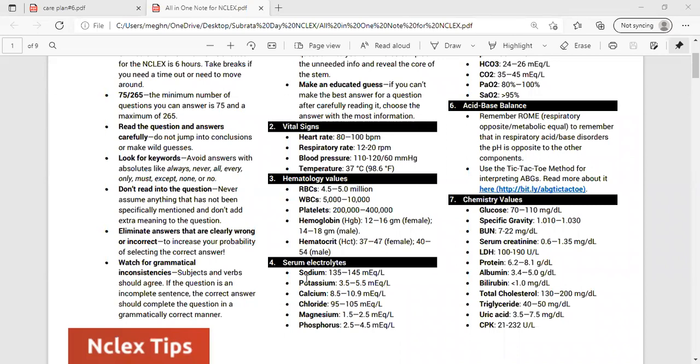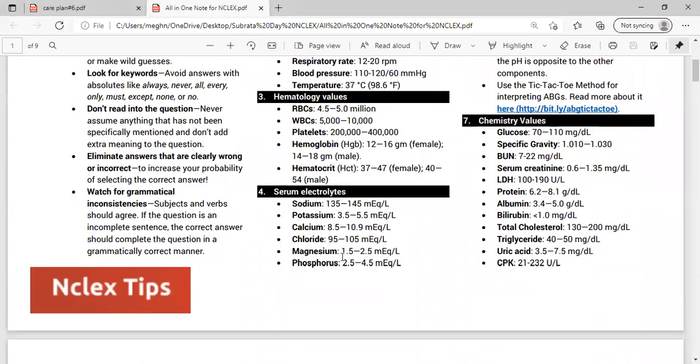Serum electrolytes: sodium level 135 to 145 milliequivalents per liter. Potassium level 3.5 to 5.5, whereas magnesium 1.5 to 2.5, and phosphorus 2.5 to 4.5. So if potassium level is altered, the patient develops arrhythmia, which leads to cardiac arrest. If there is sodium imbalance, it leads to potassium imbalance, and potassium imbalance leads to cardiac arrest.